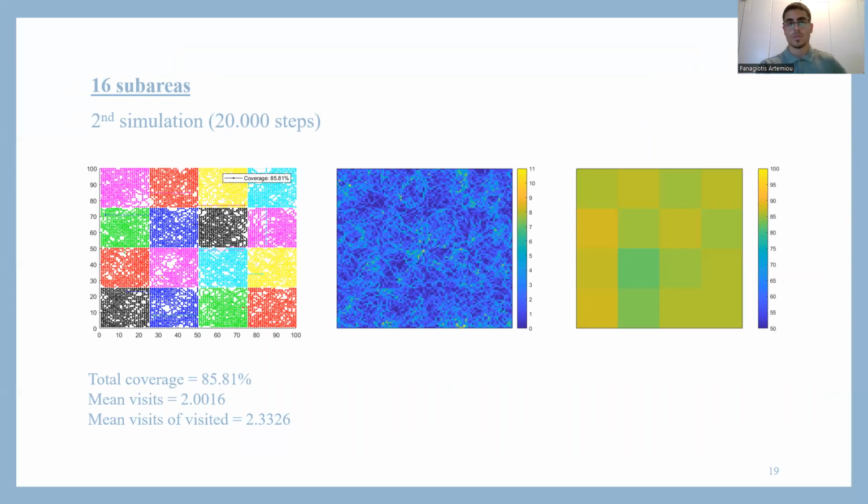This case is true for the second simulation and the 20,000 steps. The coverage is about 86% now, whereas in the whole area with 20,000 steps it was about 82%. We can see that this is a big improvement. Here we can see in the right-hand side picture that the coverage is also really uniform between the sub-areas of the whole area.